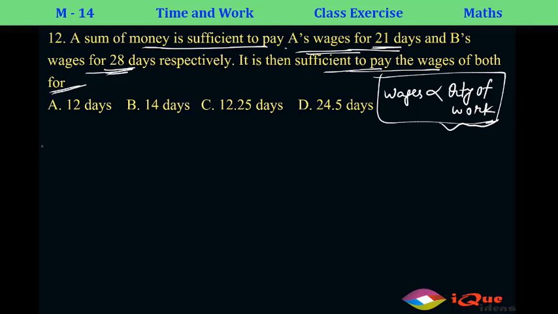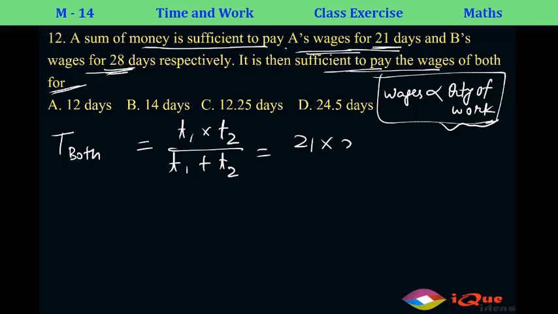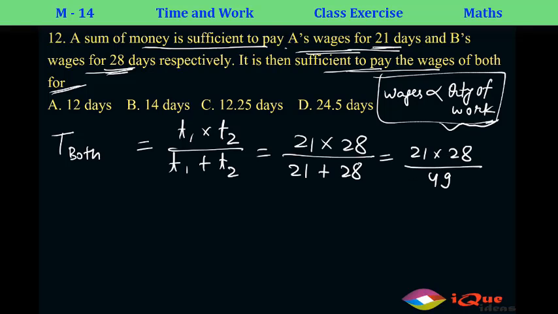This will be the same answer. Here the time for both will be straight away equal to T1 into T2 upon T1 plus T2. This is the formula that we can directly apply. It is 21 into 28 divided by 21 plus 28, which is 49. Now 7 cancels 28 4 times, 7 cancels 49 7 times, 7 cancels 21 3 times. So the final answer is 3 into 4, which is 12.